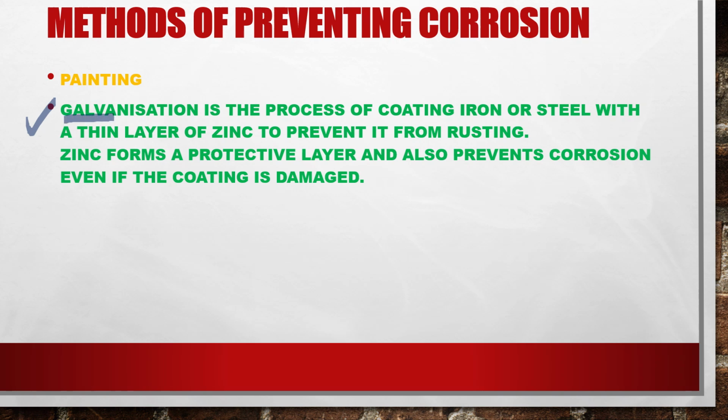What is galvanization? It is the process of coating a specific substance, that is zinc, on any of the metal surface which you have to protect. Why? Because zinc forms a protective layer and also prevents corrosion even if the coating is damaged. Even if the coating is damaged, then also zinc can protect the surface. Okay, so this is for galvanization.